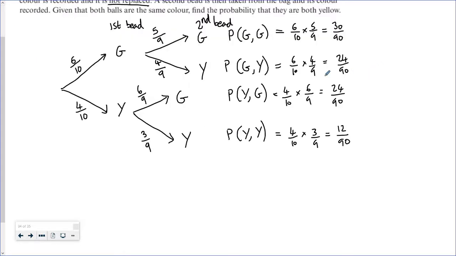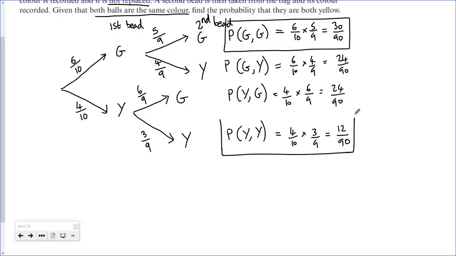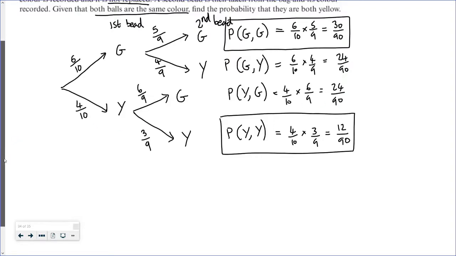So we want the probability that, given that both balls are the same colour, the probability that both are yellow. So we're going to look at 2 different ways of doing this. First of all, let's just think about it intuitively. So we're restricting ourselves to only some of these outcomes. We know that both balls are the same colour. So we know that we are either here or here in our diagram. So the total probability within the region that we know we're in is, add the 2 together, 42/90.